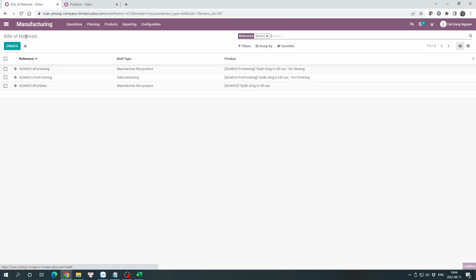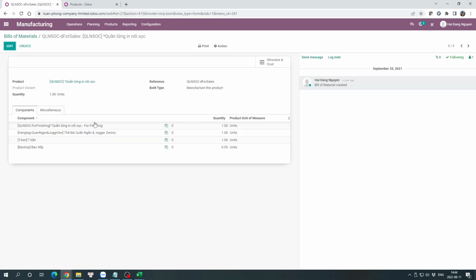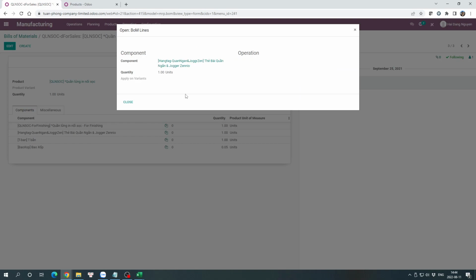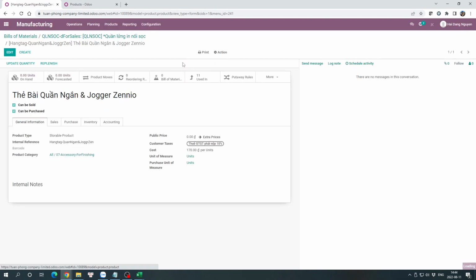Now take a look at the last one, the finished product ready for sales. You have to consume this one, and you have to consume these accessories as well. And as you are familiar with accessories and material now, you may be able to set things up yourself and guess what the setup would look like then.